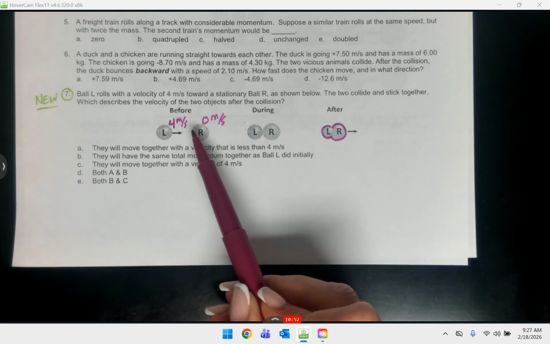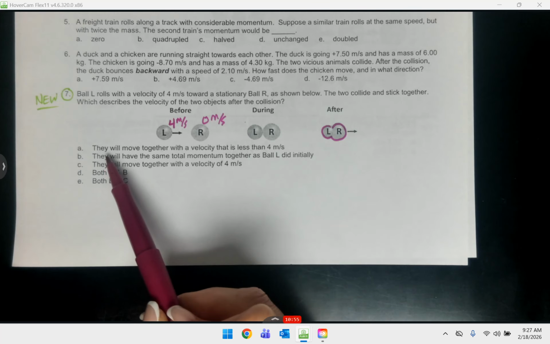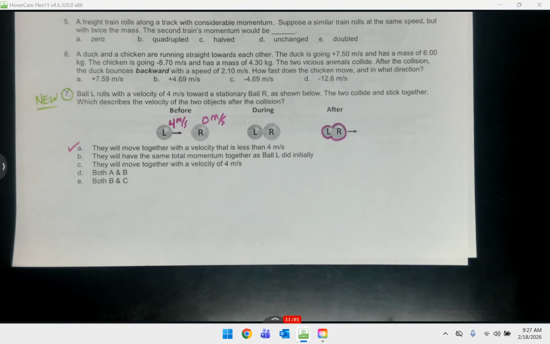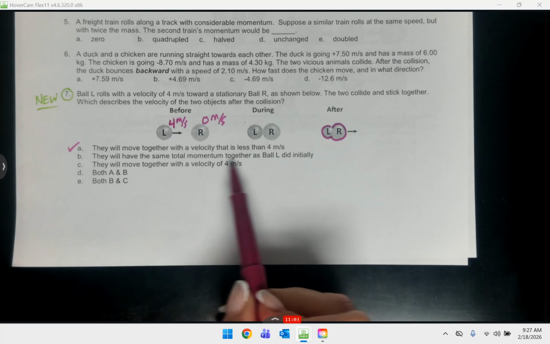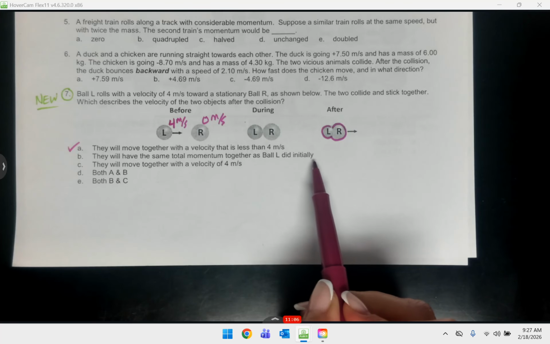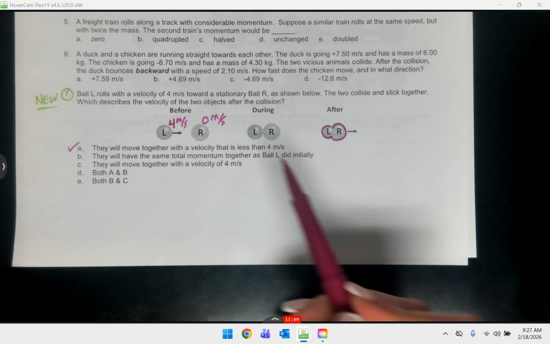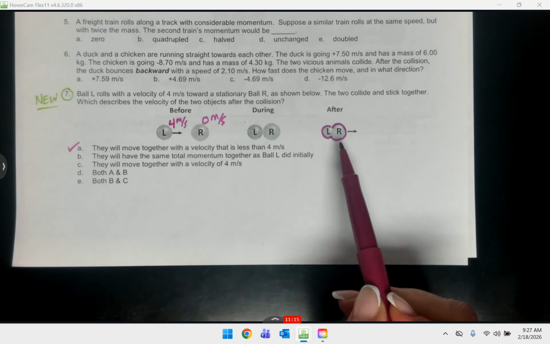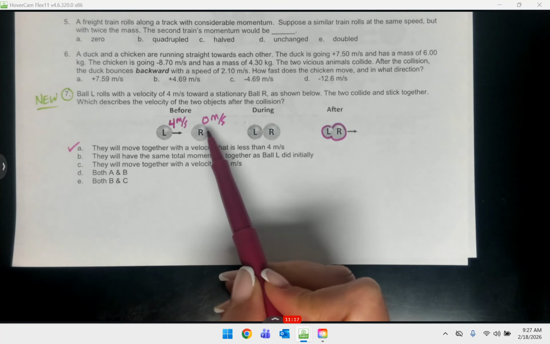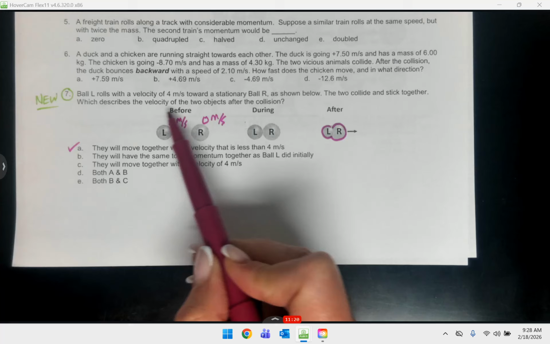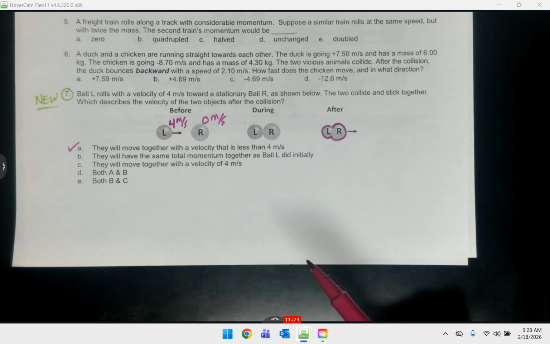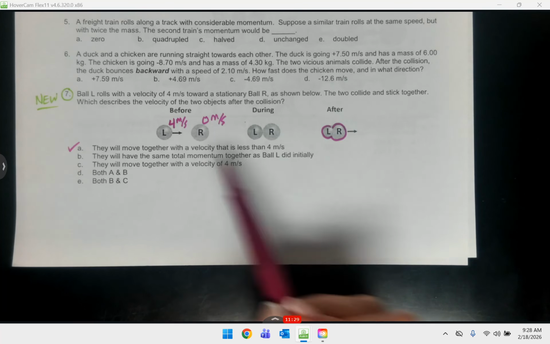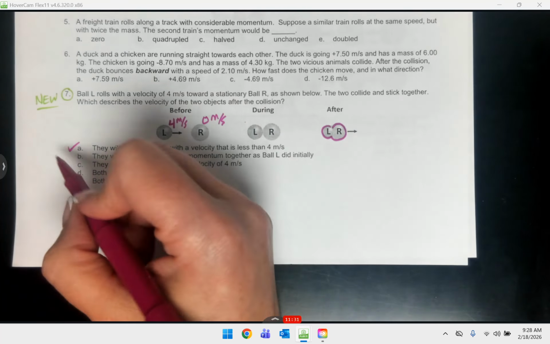It has to be. Okay, and so if we look at this, the options say they will move together with a velocity that is less than 4 meters per second. That is 100% true. They will have the same total momentum together as ball L did initially. That is also true. Because, again, conservation of momentum states that my total initial momentum equals my total final. And initially, this one has no momentum. So this momentum is the amount that we're sharing over here. And the total momentum of these two objects together once they're moving after that collision has to be equal to what we started with. Otherwise, we're not following conservation of momentum.